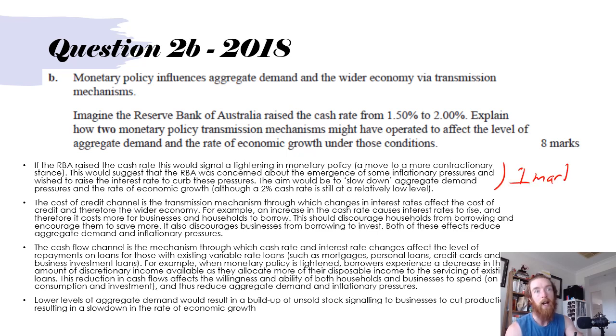Also, a thing worth highlighting is that a lot of students pointed out that a cash rate of 2% was still technically expansionary, just less expansionary. I think that's great. That's the best possible way you could answer that.